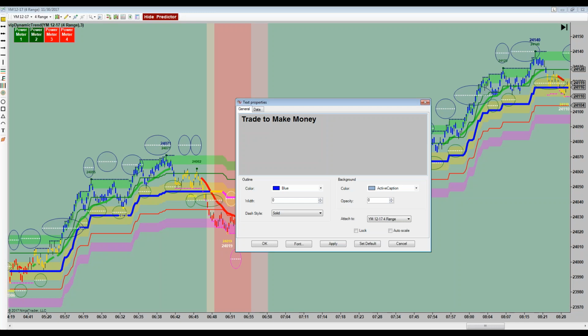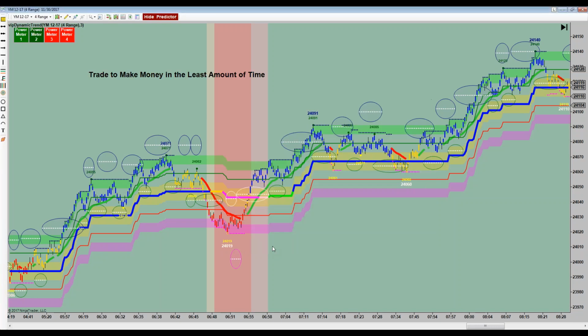That makes total sense. However, there is a caveat to this. There is an important caveat that no one mentioned, and I want to mention it now because it's the second part of this whole trade-to-make-money scenario. I'm going to phrase it like this: in the least amount of time. Now, what does that mean? We trade to make money in the least amount of time.